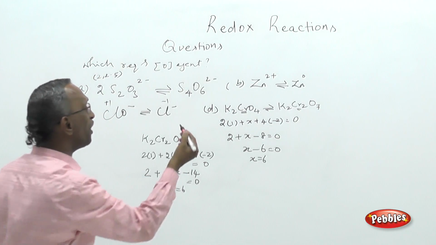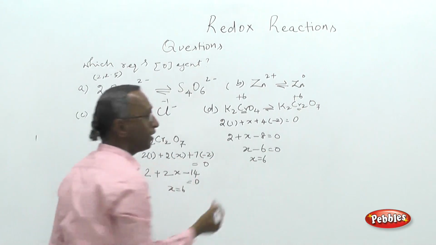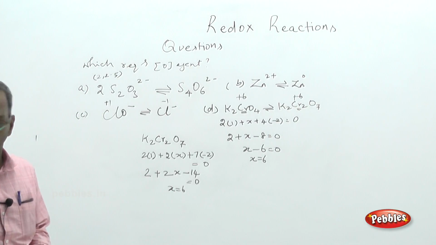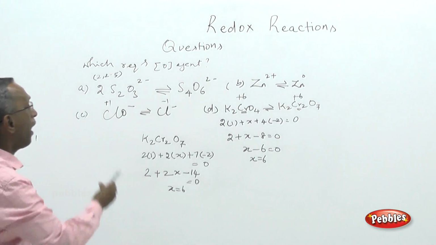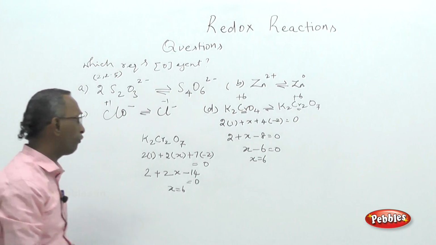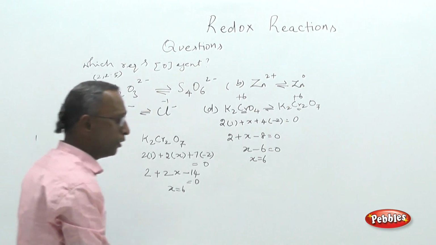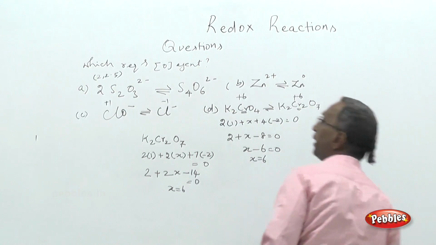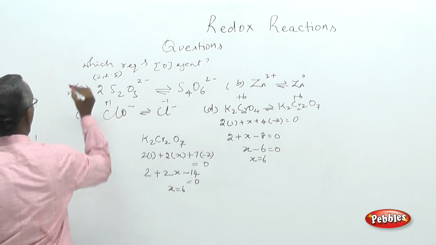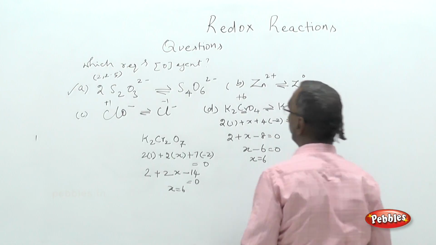So chromium does not undergo an oxidation state change. In this reaction, chromium is neither oxidized nor reduced. So definitely it is not oxidized. So the other three reactions are not oxidation reactions. Only the first choice shows an increase in oxidation state from 2 to 2.5. So it is an oxidation reaction, so it requires an oxidizing agent. So the correct choice for this question is A.